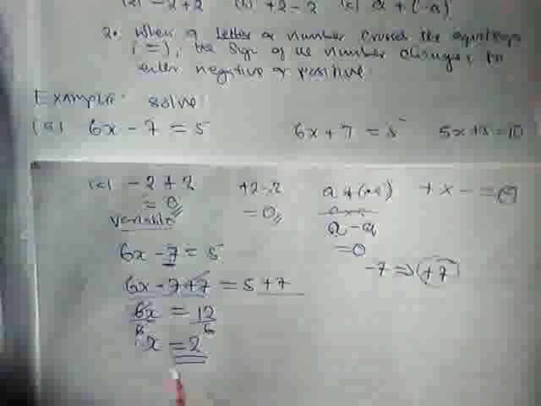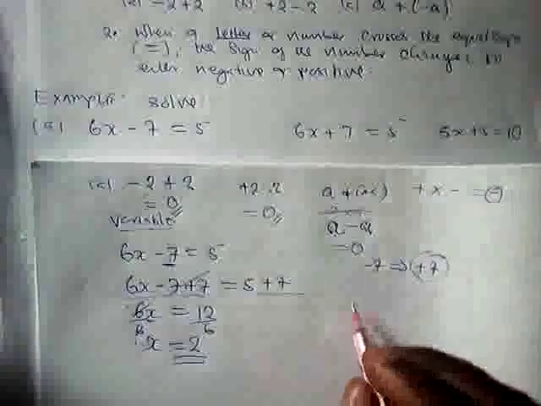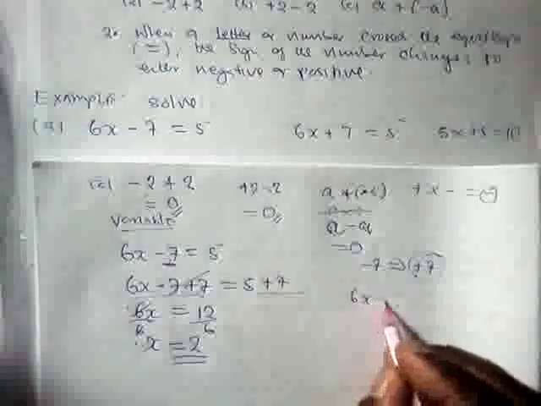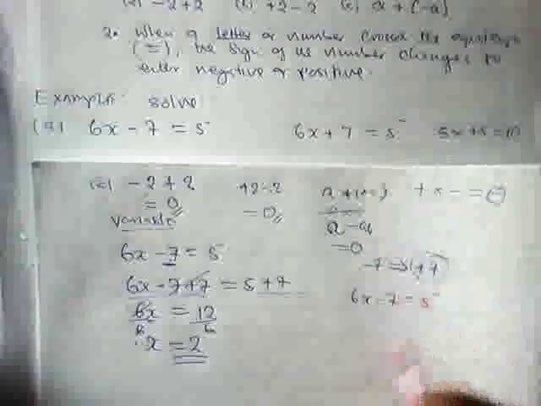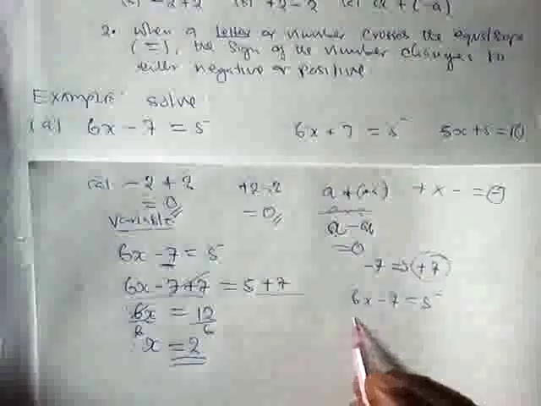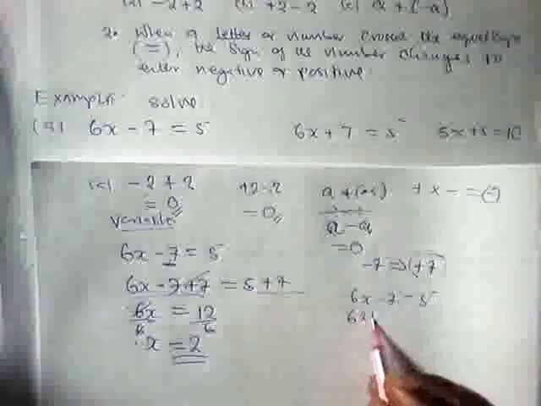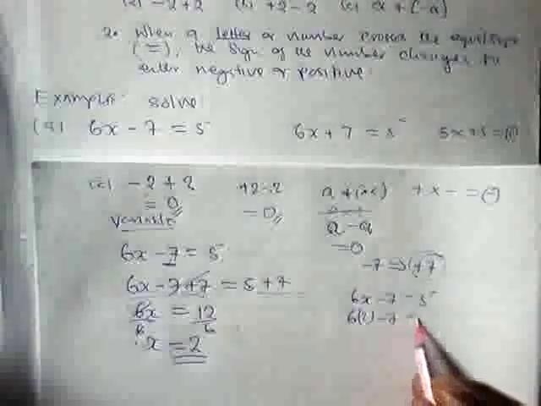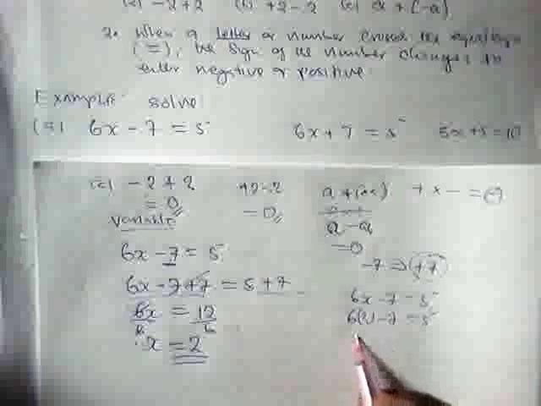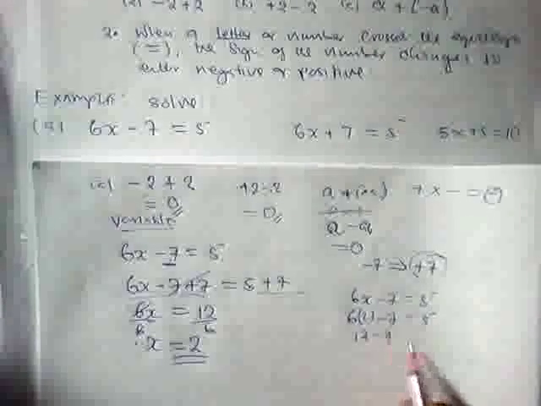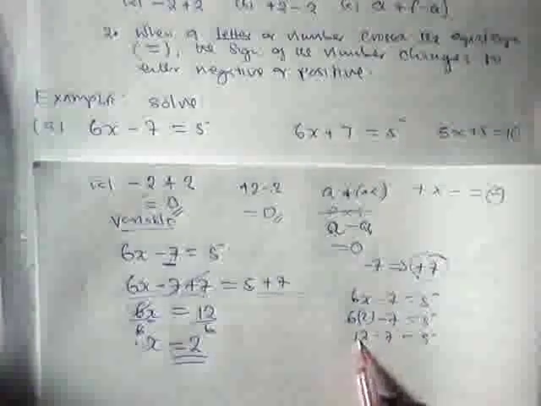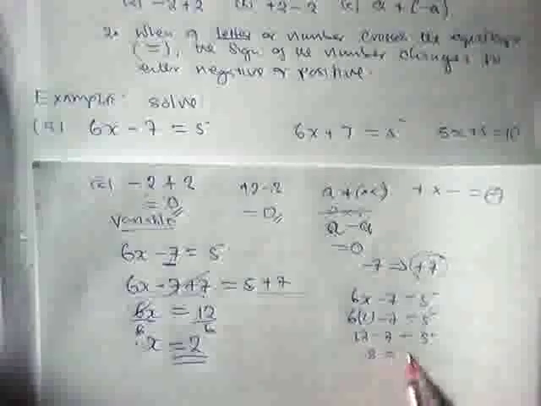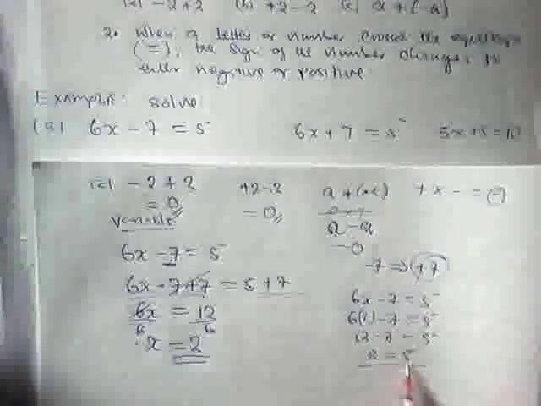So we can prove it: where there is x, we put 2. What are we going to have? 6x minus 7 is equal to 5. So where there is the x, we put 2. So this is 6 times 2; there is multiplication here. Okay, minus 7 is equal to 5. So 6 times 2, that is 12, minus 7 is equal to 5. So 12 minus 7 is equal to 5. So the equation is balanced.